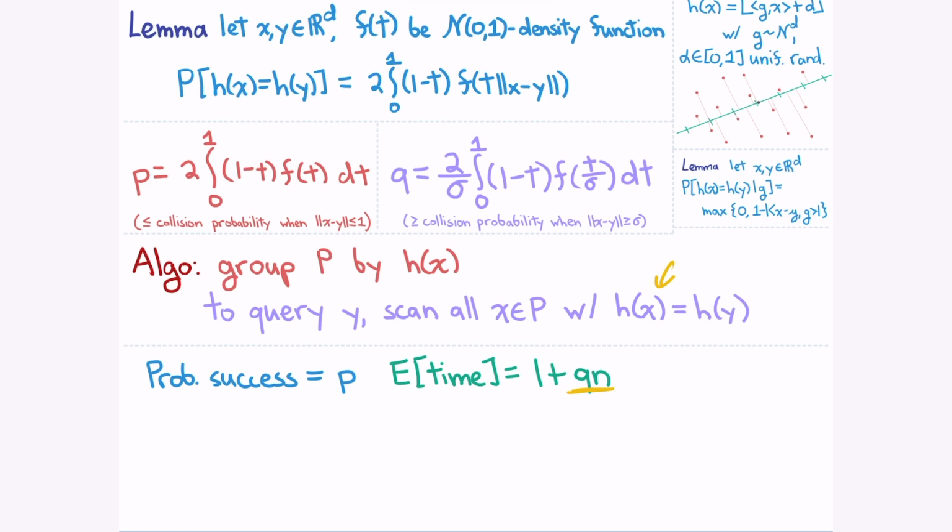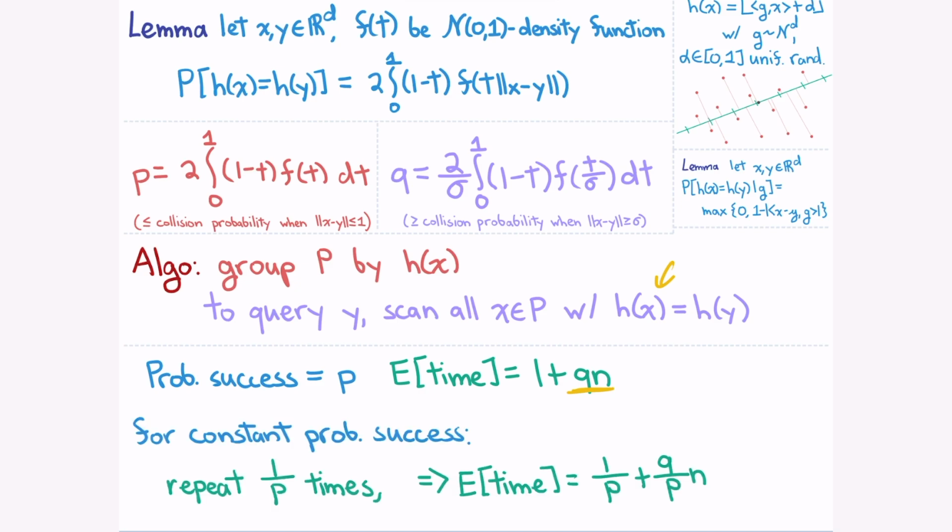Now, to actually find a near neighbor, I'm going to have to repeat many times. If I want a constant probability of success, then I'm going to have to repeat 1 over p times. Now my running time looks something like (1 over p plus q over p times n).